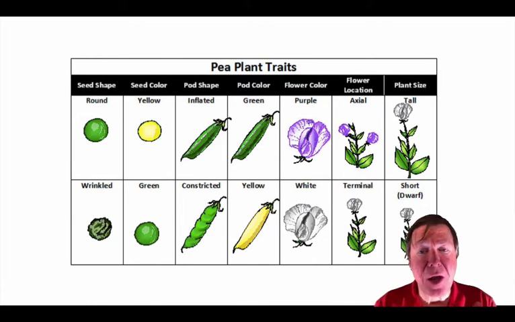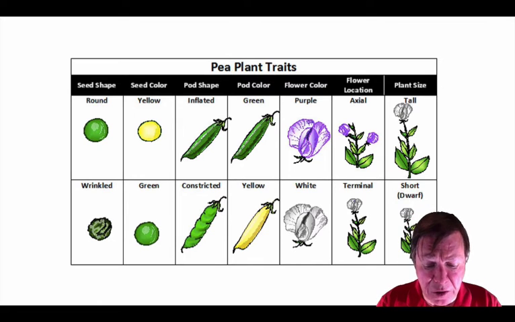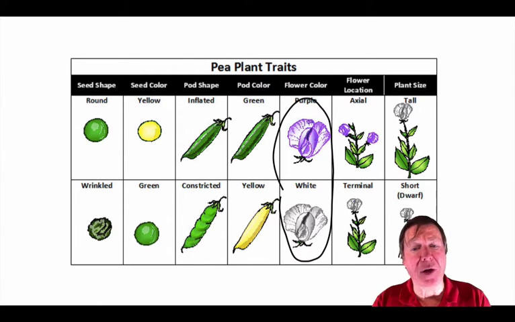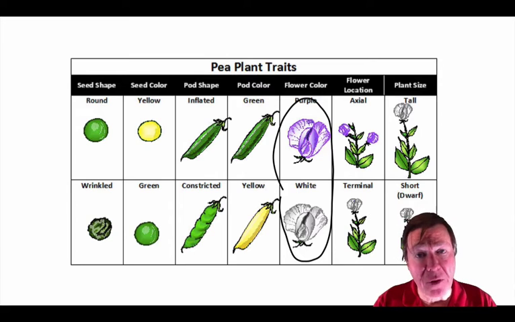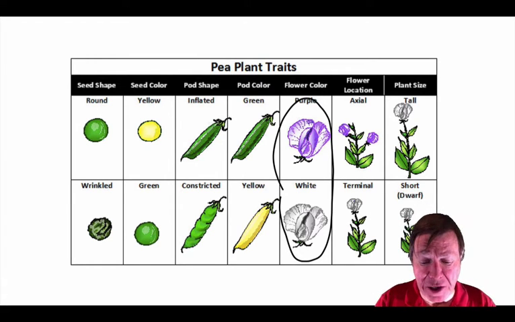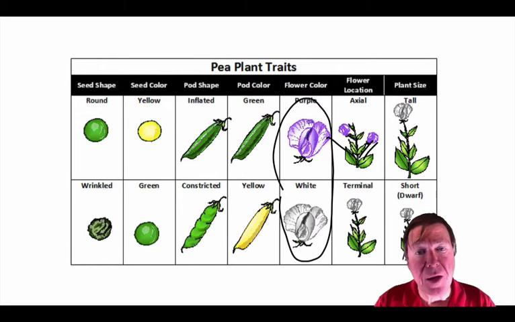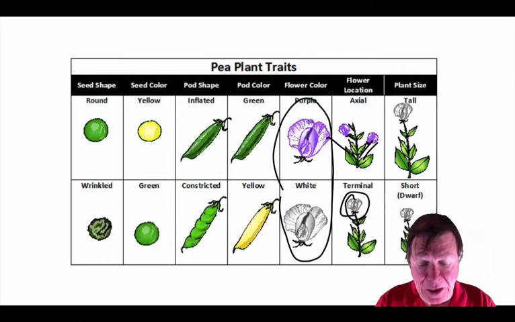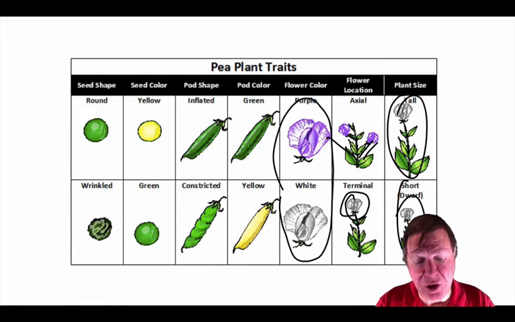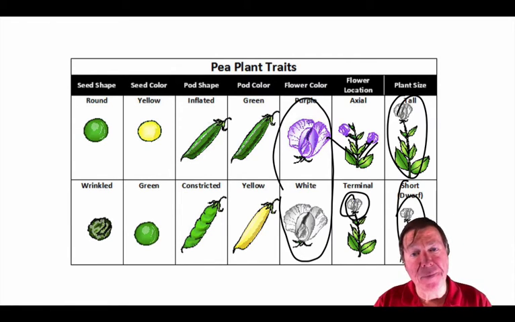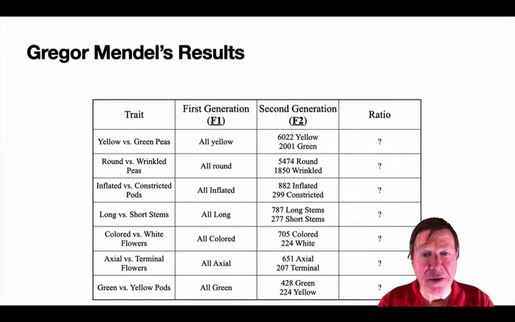Here's a little table including the color of the flower, purple and white. He looked at where the flower location is. Axial means it comes out from the middle of the branch. Terminal means the flower is only found at the end of the branch. And he talked about plant size, tall versus short. All right. And he got this table.